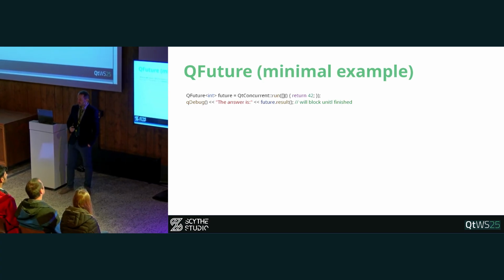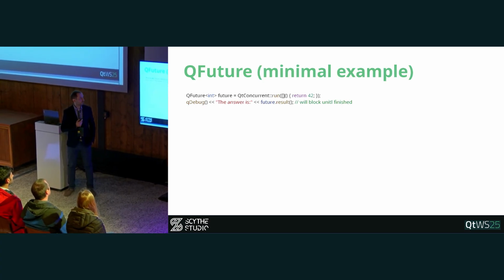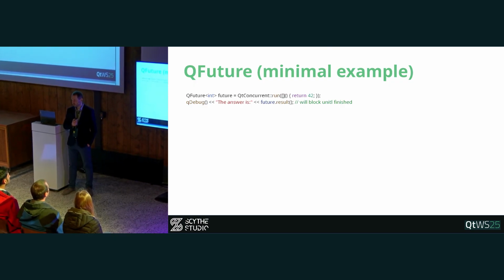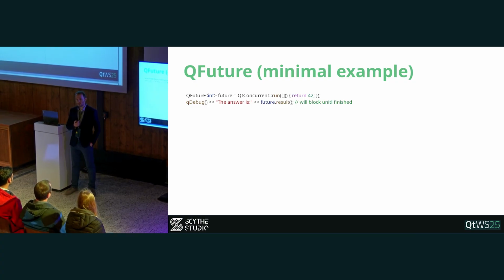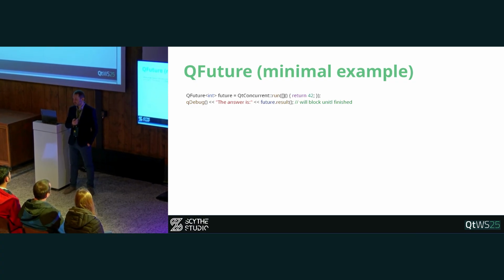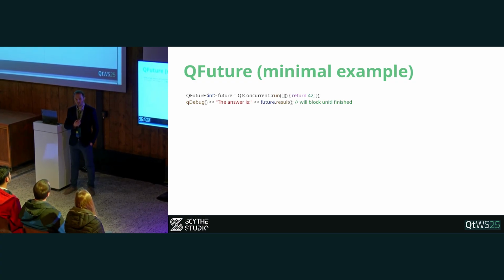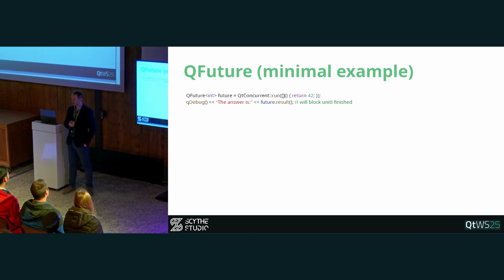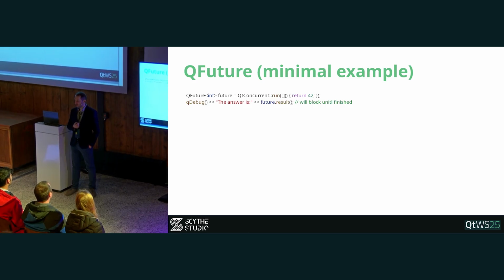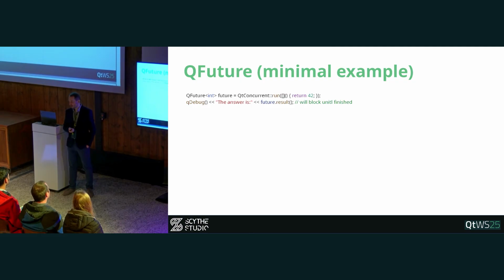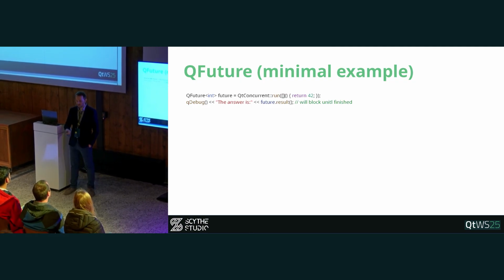As a minimal example, if you invoke some method that returns QFuture, like QtConcurrent run, you get back the future, and you can just call the result method to get the result of this operation. However, you need to be careful, because if the result is not immediately available, this method will block until the result is available. So if you aren't careful, you can reduce multi-threaded code to single-threaded code, because your main thread will be waiting for the background thread.